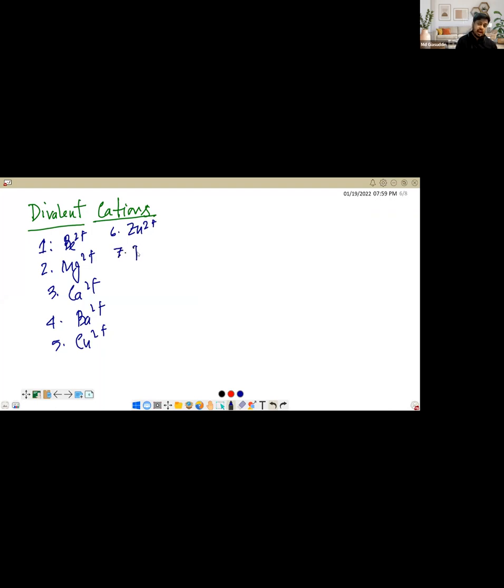Zinc 2+. Iron has 2 valencies. The one with the least valency is called... Can you say what is the name of this compound? If I write Fe2+ and Fe3+, what is the name? Sir, variable valency. Yeah, what is the name of Fe2+ and what is the name of Fe3+? Sir, ferrous and ferric. Very good. So what is the rule there? What is the thumb rule there? Can you tell me what the rule is? So the elements which have lower valency are called -ous, and higher valency we call -ic.